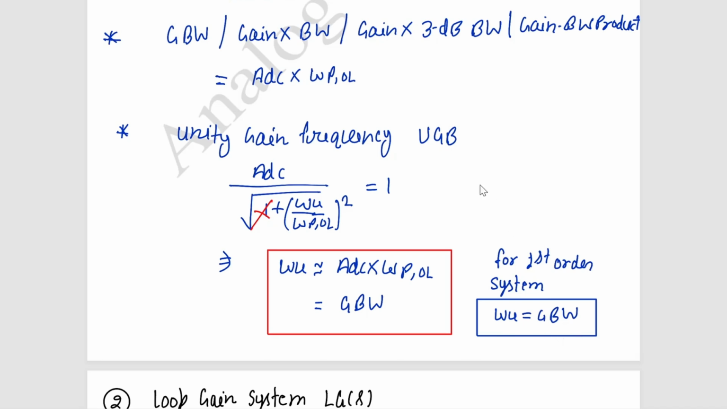Why have I calculated this separately? Because in a two pole system, your gain bandwidth product will not be equal to the unity gain frequency. So I wanted to differentiate what the gain bandwidth product is: it's the DC gain times the first dominant pole frequency.